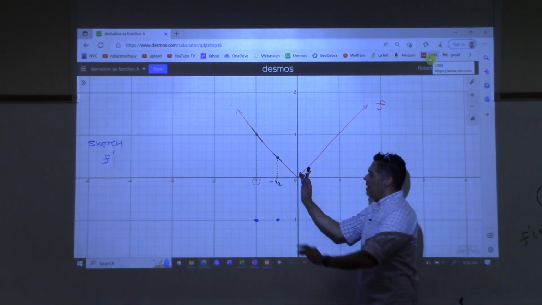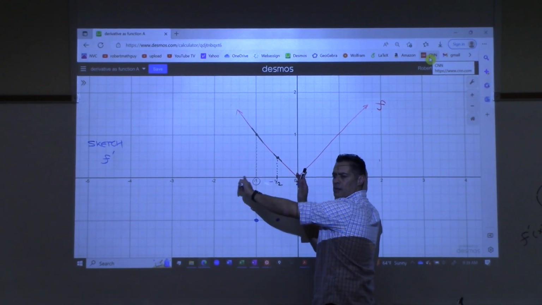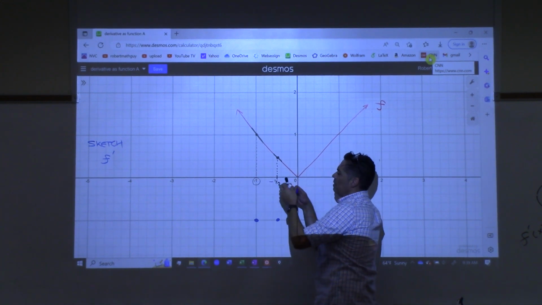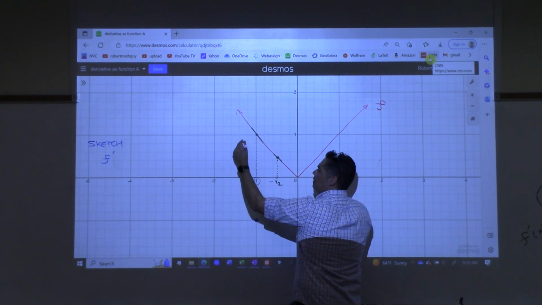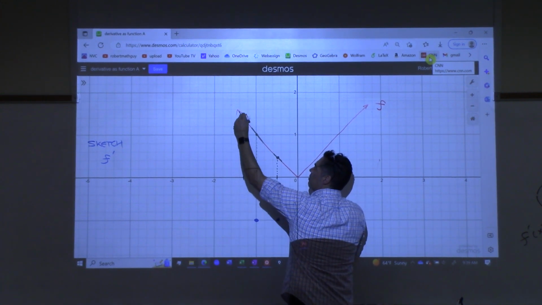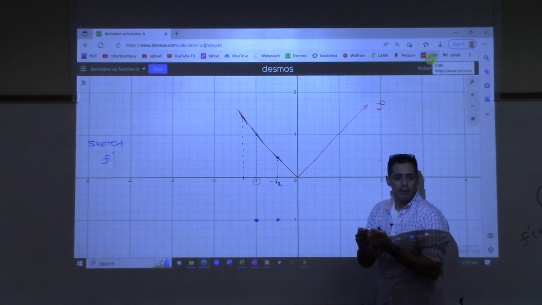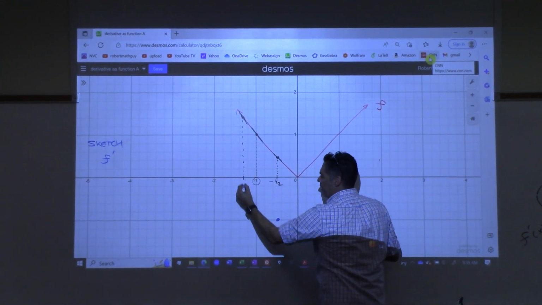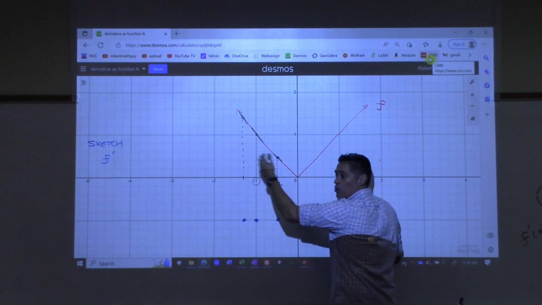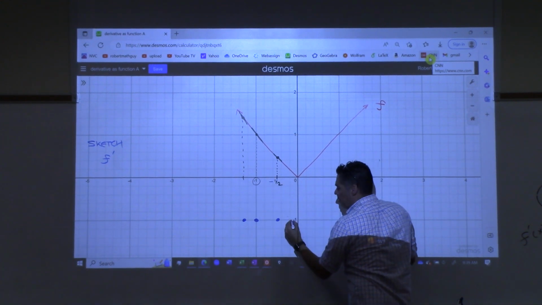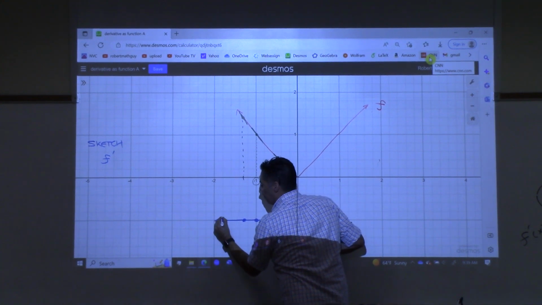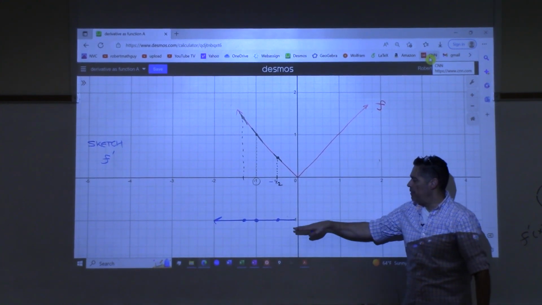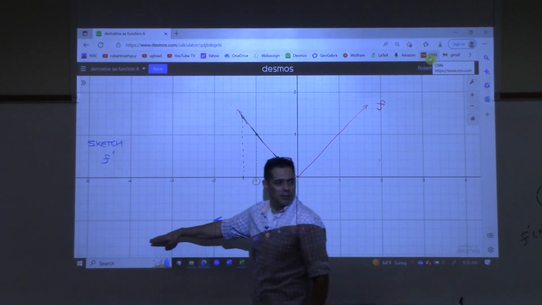Isn't that going to be the case for every point that I pick over here? No matter what point I pick, if I plug it in, the slope of the tangent line there is going to be negative 1. And so the blue would be negative 1 there. And that works all the time, right? So my derivative should look like this, shouldn't it? Always. My derivative should be negative 1 when I'm over here.